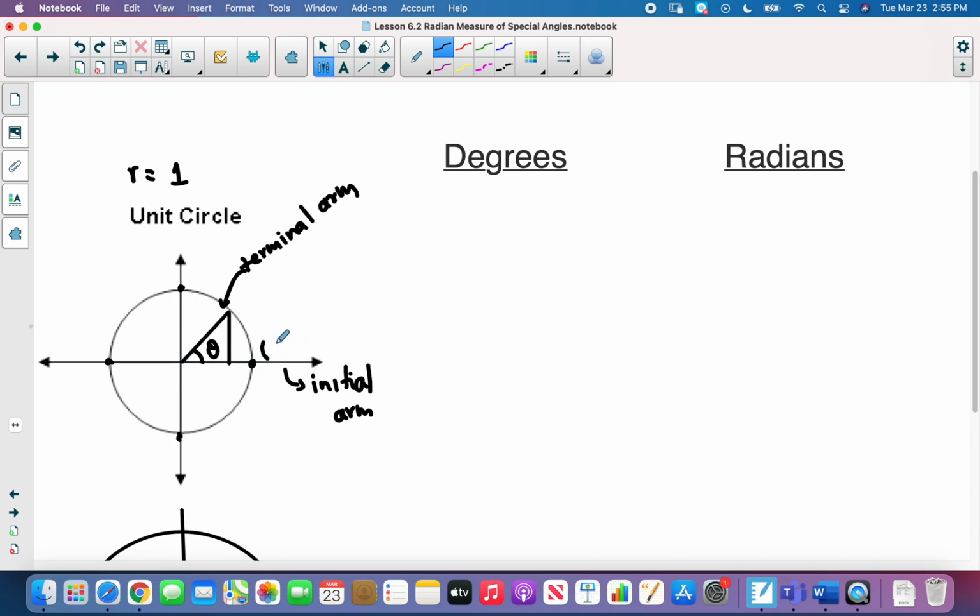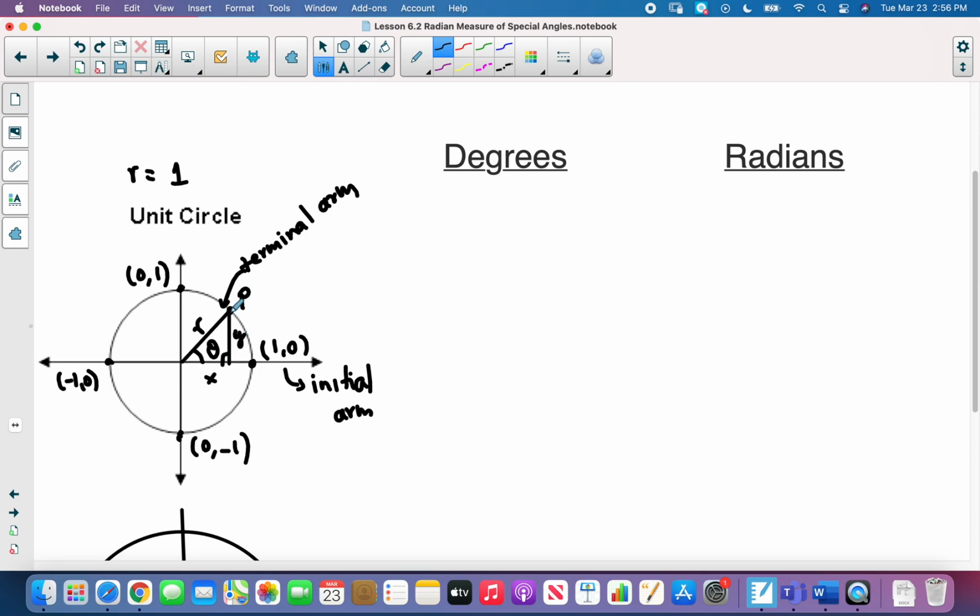And the coordinates of that point are 1, 0. This point is 0, 1. This point is negative 1, 0. And the coordinates of this point are 0, negative 1. If you take a point in this triangle, let's call this point P, and its radius is r, so the hypotenuse of this right triangle is r, and let's call this vertical length y, and this length from here to here x.